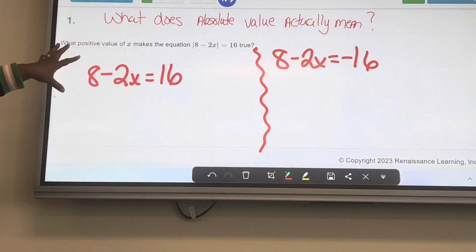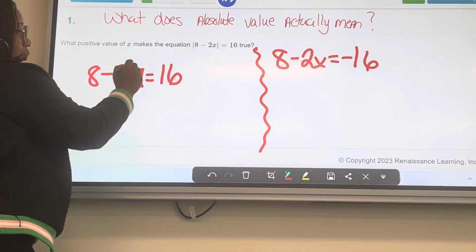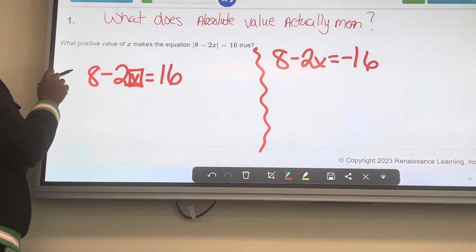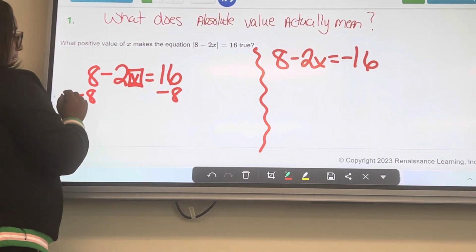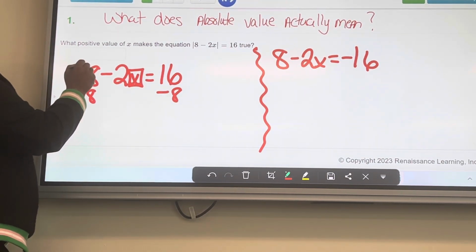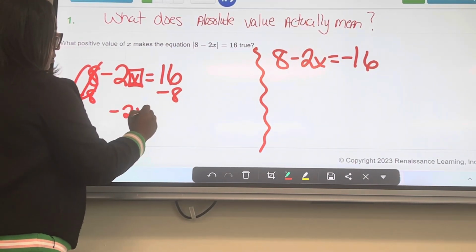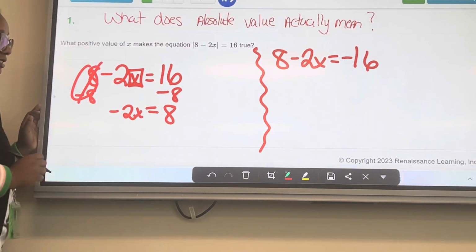All right? So over here on the left side, I'm going to solve for x. Remember, ask yourself the question, what's happening to x? That's going to give you the process that you need to inverse everything to get x by itself. So the first thing I'm going to do is this is a positive 8, so I'm going to subtract 8 from both sides. 8 minus 8 is a zero pair. It cancels, and it leaves me with negative 2x equals 16 minus 8, which is positive 8.